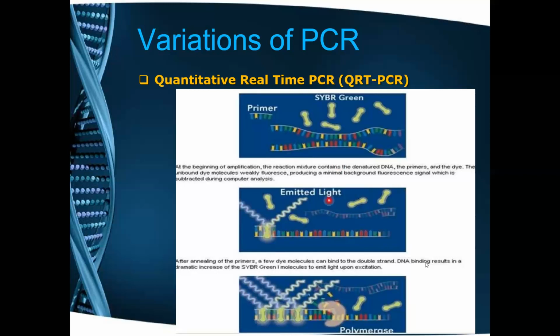This fluorescing is producing some light, the emitted light, and when you measure the light, you can understand how much amount of DNA is being produced. After annealing of the primer, a few dye molecules can bind to the double-stranded DNA, resulting in a dramatic increase of the green molecule to emit light upon excitation.